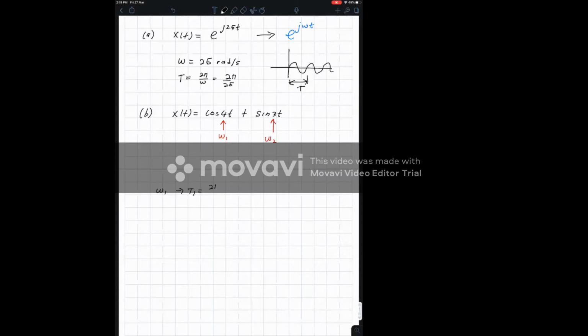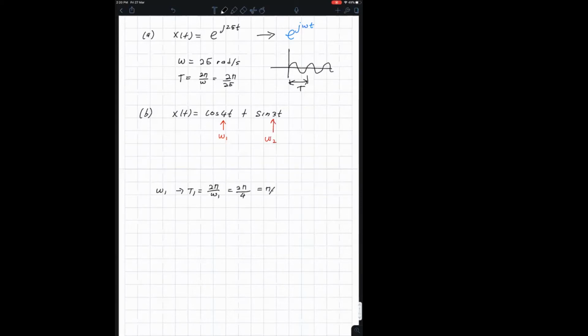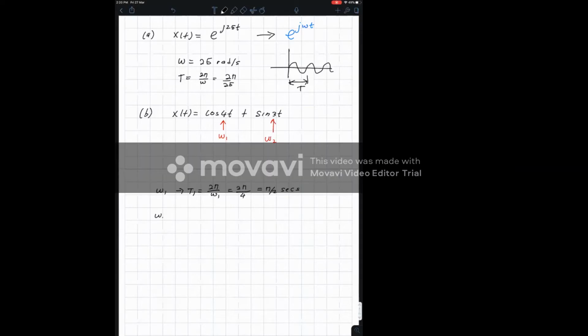Corresponding to omega 2 is going to be period 2. Period 2 is going to be 2 pi over omega 2, which is 2 pi over 3. Sorry, this is not seconds. Yes, this is in seconds. I'm sorry.